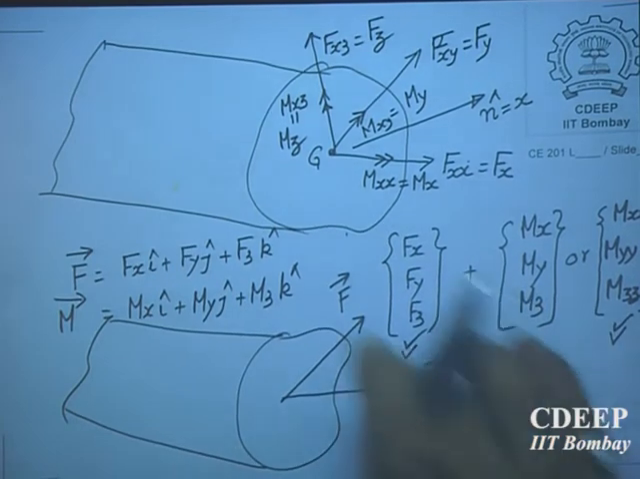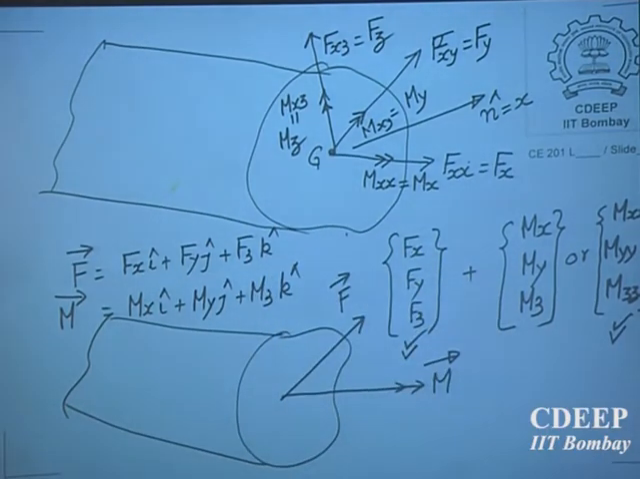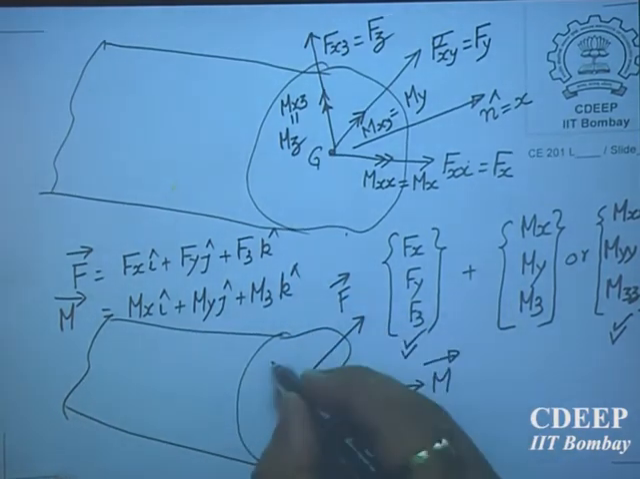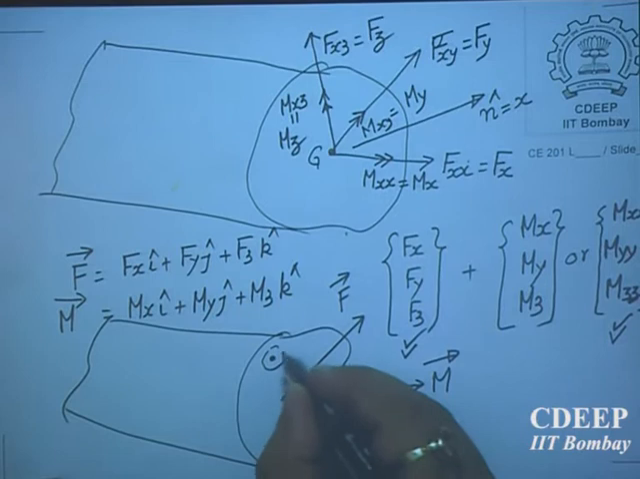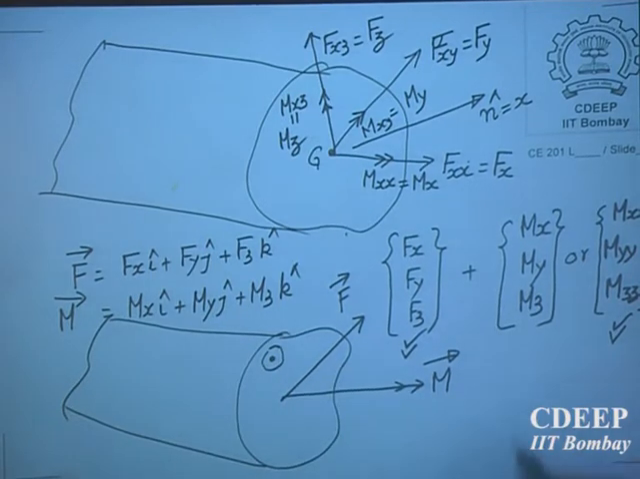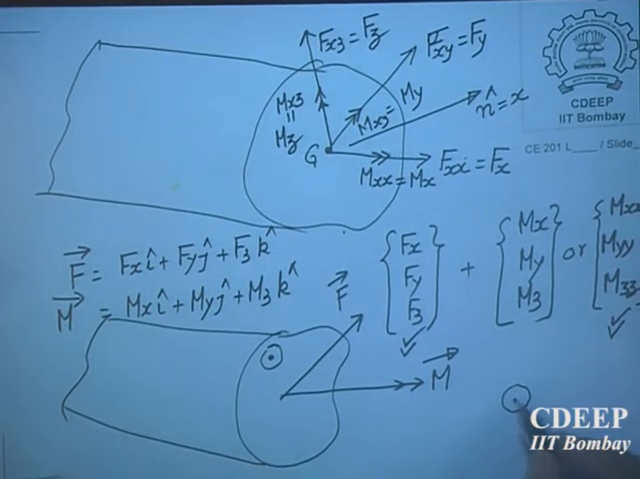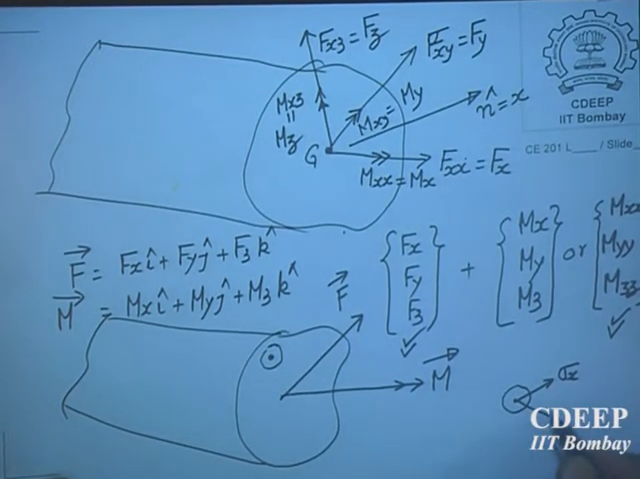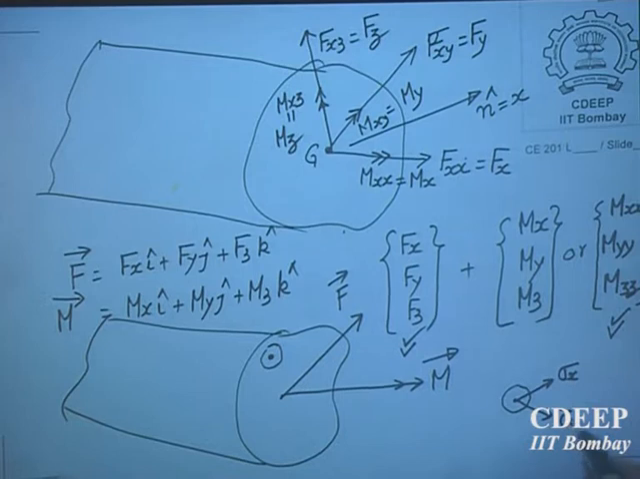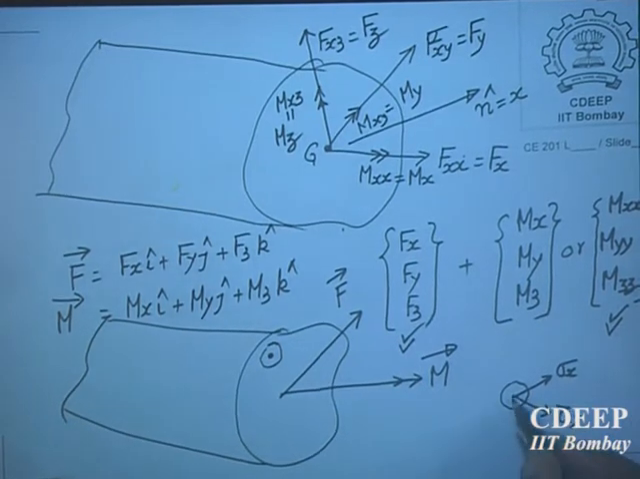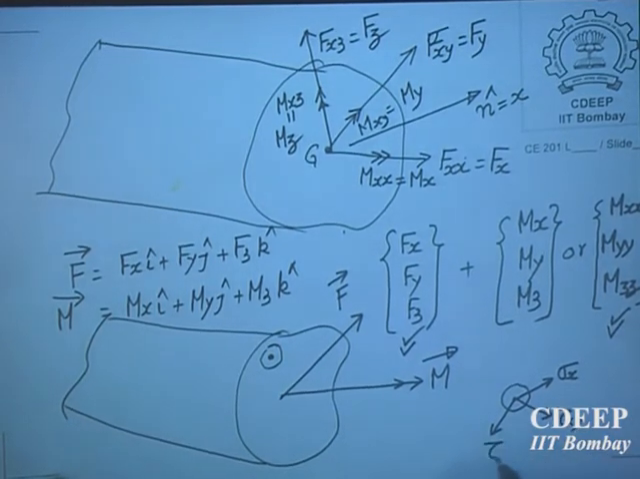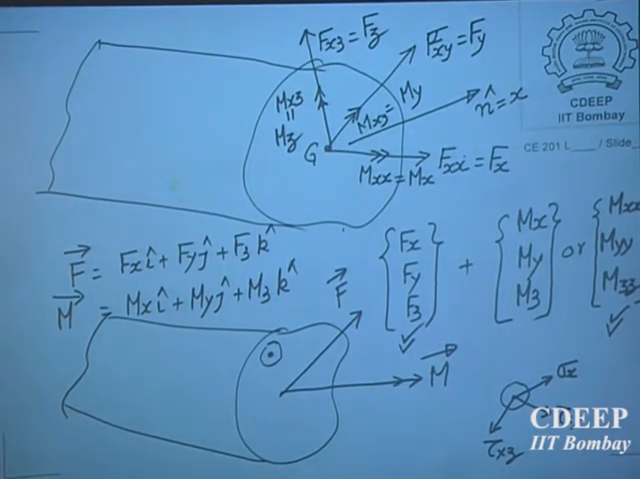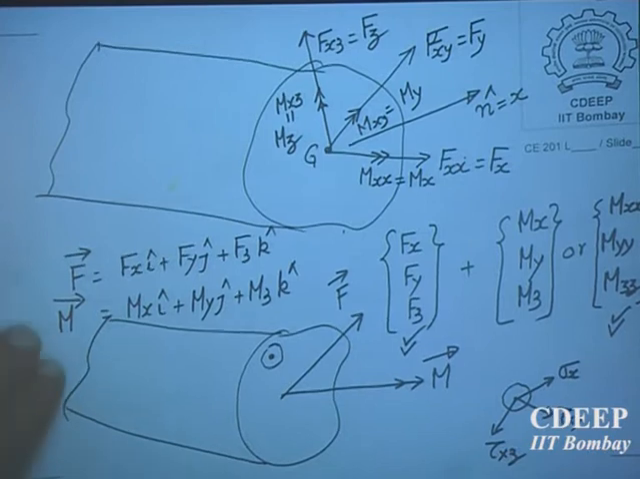But then these are all integral of the stresses. They come from the distributed stresses, because here we are talking of a small area, and that small area is subjected to some stress sigma x, then tau xy and tau xz. Okay. So concept of generalized force is this.